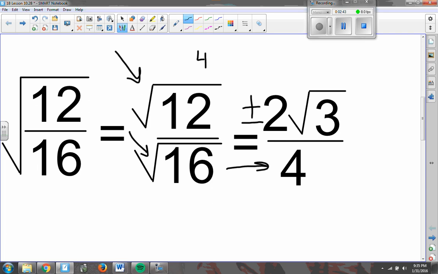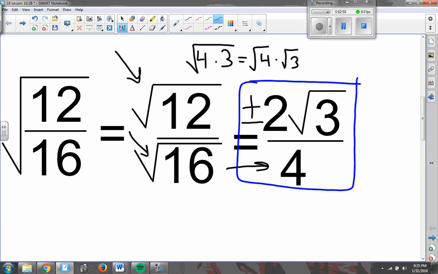So if I split the square root of 12 into the square root of 4 times 3, and then that's the square root of 4 times the square root of 3, that becomes here, plus or minus 2 square root of 3. I'm still over 4 because the bottom was the square root of 16. But now I want you to notice that I can cancel something on the top and bottom. I have a 2 and a 4. And because neither one of them is under a square root, I am allowed to cancel those out. So I'll cancel the 2 and make it a 1, cancel the 4 and make it a 2. My final answer is 1 square root of 3 over 2, and I'm still positive or negative, obviously.